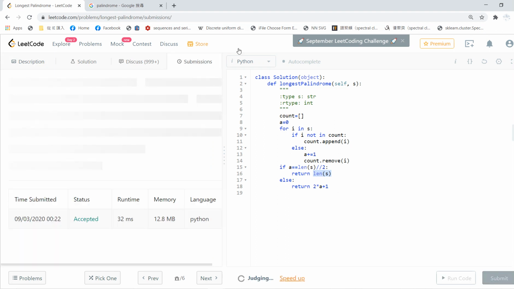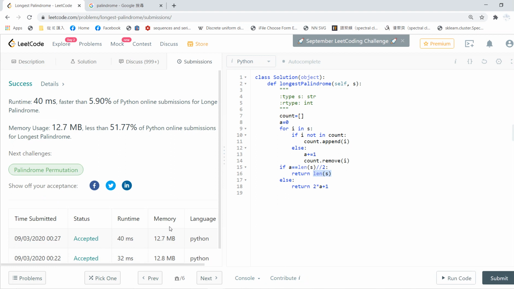Okay, so it's very straightforward. You can solve it mathematically once you understand the logic of this question.